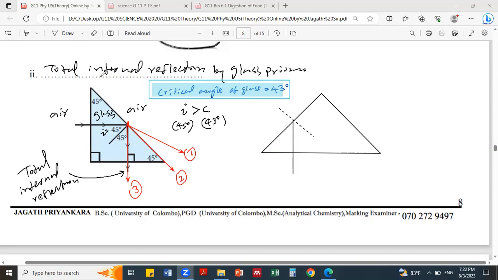That means light travels along the surface separating the two medium. It travels along the interface. If this angle was somewhere like around 40, what would be the answer? Imagine the angle of incidence here becomes 40. 40 is less than 43, less than critical angle of glass. Then answer will be the first one.